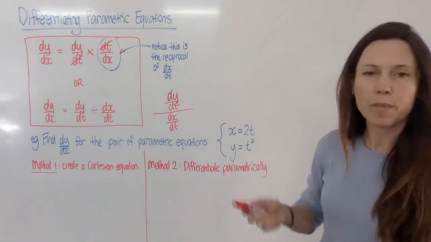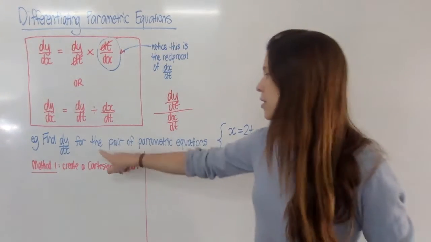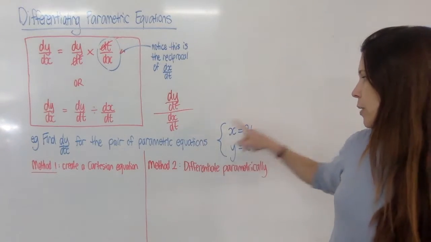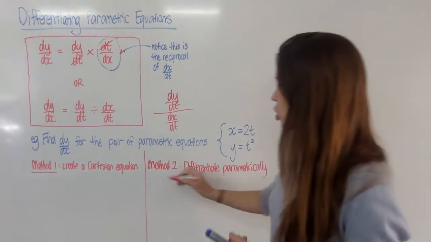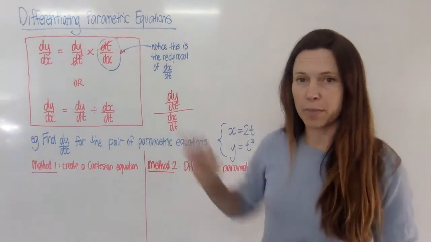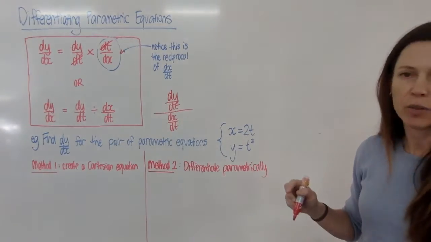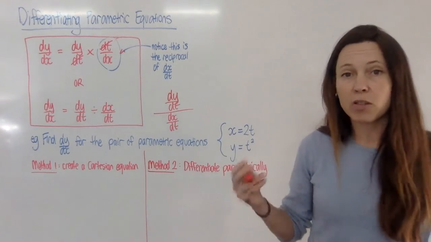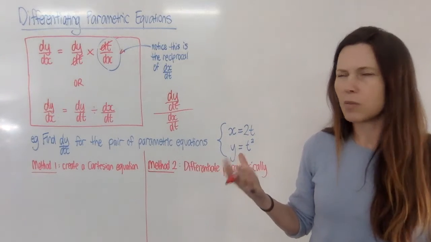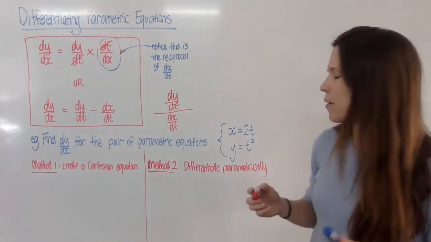So let's have a look at two methods then for finding dy dx for this pair of parametric equations. Now, why on earth would we do it in two different ways? Well, it's a good way to just check your understanding of this method. So the first way we're going to do it is just by creating a Cartesian equation out of this. And that's good revision if you're kind of saying, what was a parametric equation again, and you can't quite remember.